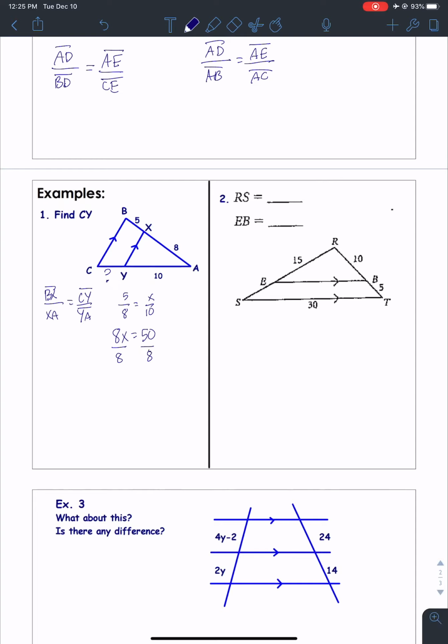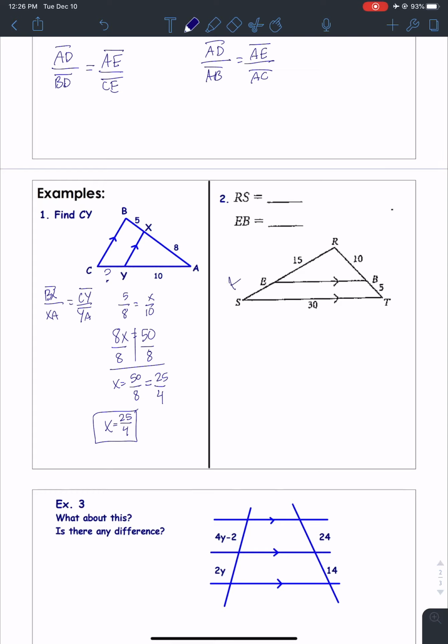We're going to divide by 8 on both sides, and I get x equals 50 over 8. So without doing long division, I'm just going to simplify that fraction into 25 over 4. And I'm going to say my answer is 25 over 4. So the length of CY is 25 over 4. So now I'm going to move on to number 2, where we have two missing pieces.